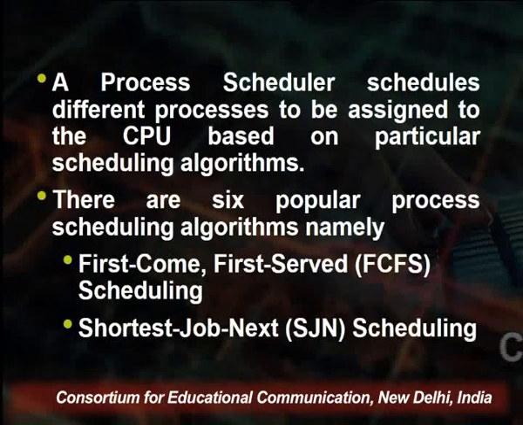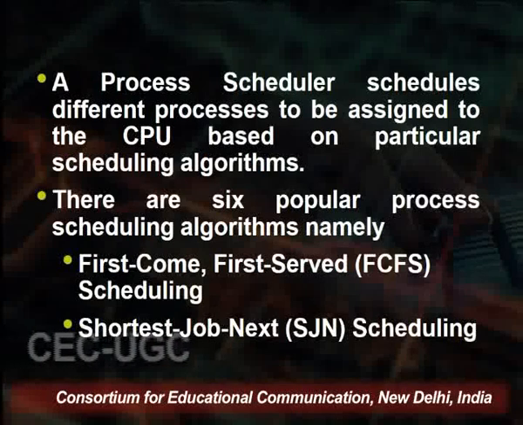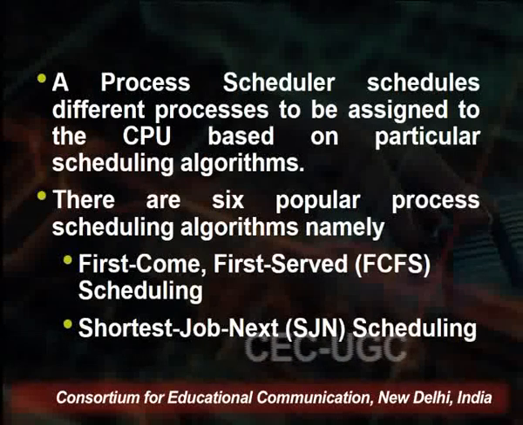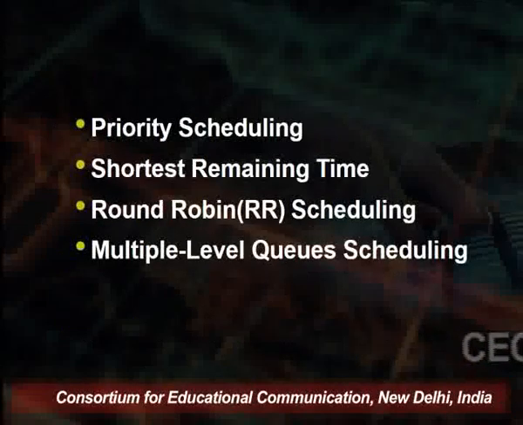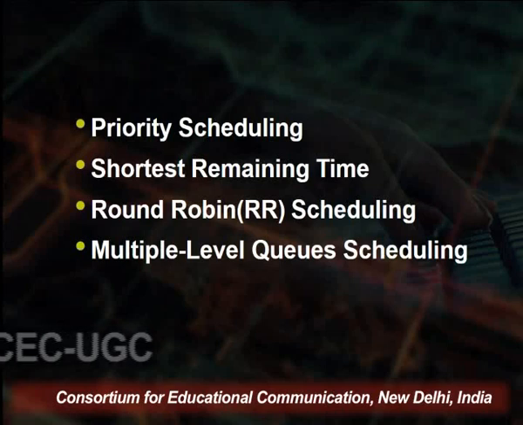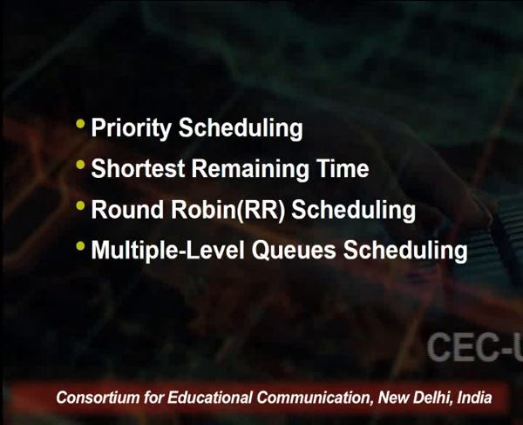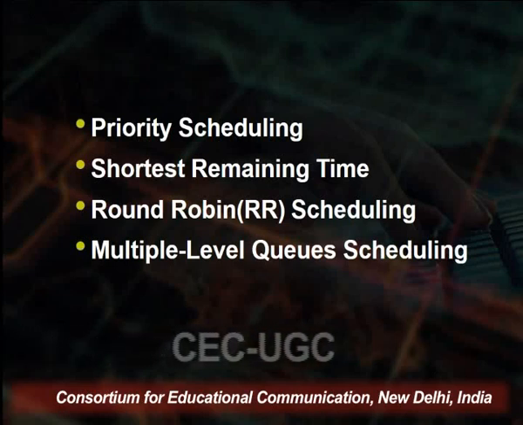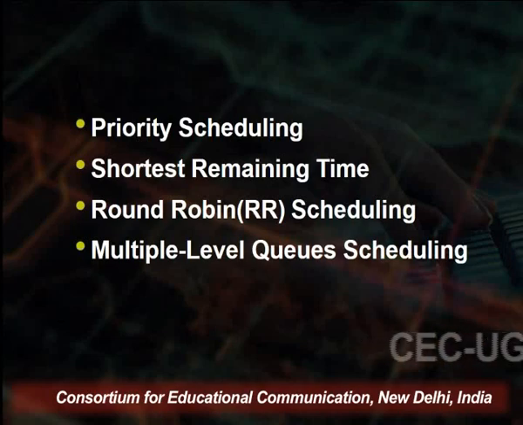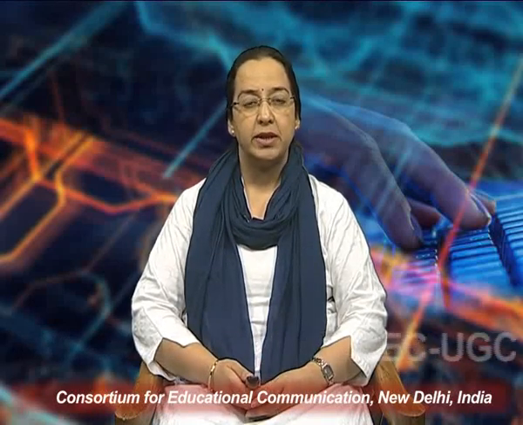The first one is first come first serve, known as FCFS scheduling or FCFS policy. Then we have shortest job next, which is SJN scheduling. Apart from this, we have priority scheduling, then shortest remaining time. We have round robin scheduling, also known as RR scheduling, and multi-level queue scheduling. So in all we have 6 algorithms: first come first serve scheduling, shortest job next scheduling, priority scheduling, shortest remaining time, round robin scheduling and multi-level queue scheduling.